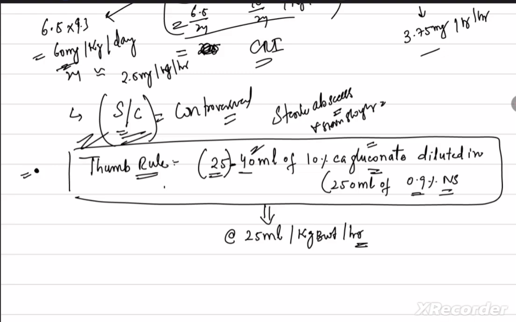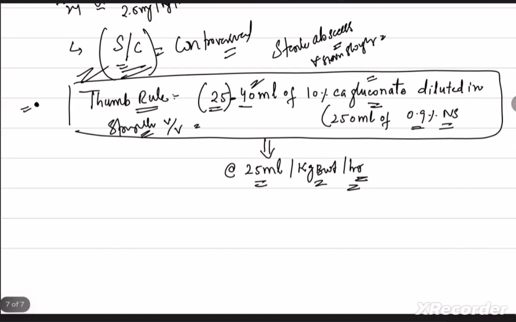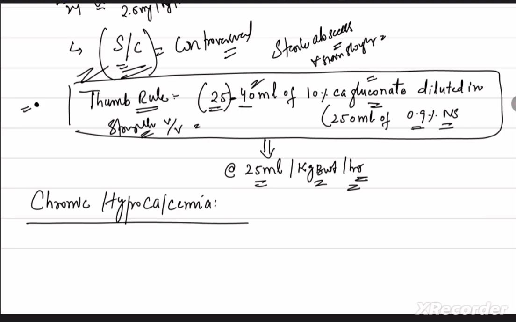It becomes volume by volume in this strength, and infusing it at the rate of 25 ml per kg per hour. Now in case of the chronic cases, when there is chronic hypocalcemia, first give the above medication, 10% calcium gluconate, as given for the acute hypocalcemia.